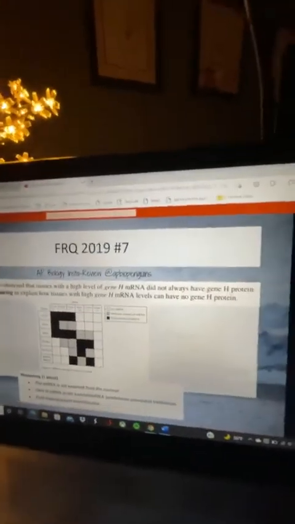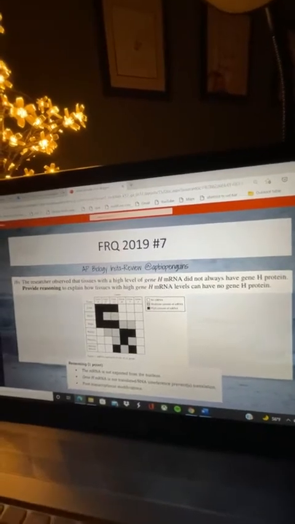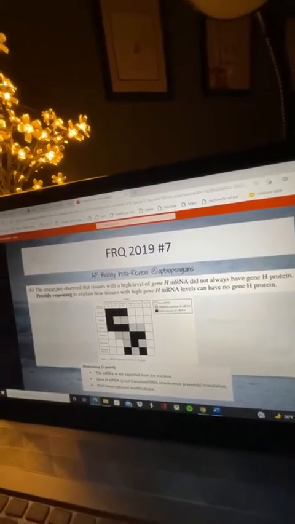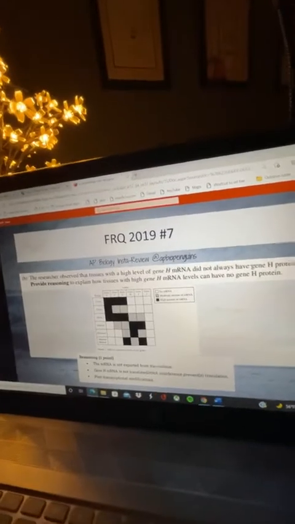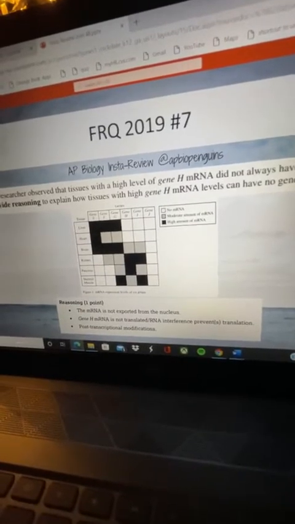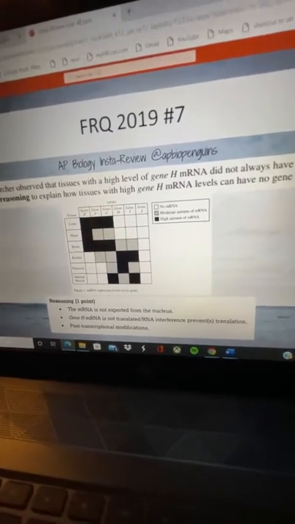So our next question, which I apparently didn't hide the answer to, is talking about how the observer notices that the tissue with a high level of gene H does not always have the gene H protein. So we're trying to figure out why, even though I have a high amount of mRNA, I do not have a lot of protein. It has to do with maybe the mRNA wasn't exported from the nucleus. Maybe we're not going to translate it because there's some type of microRNA or small interfering RNA that inhibits it. Or because I went through post-transcriptional modification. And with that, we are done.